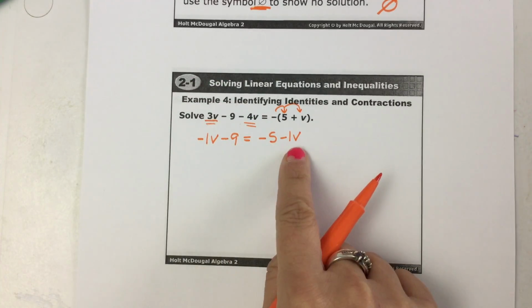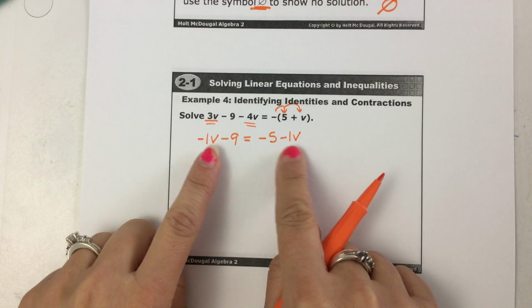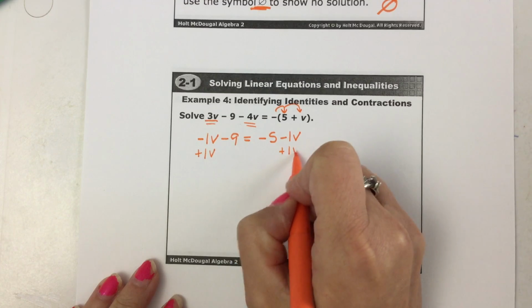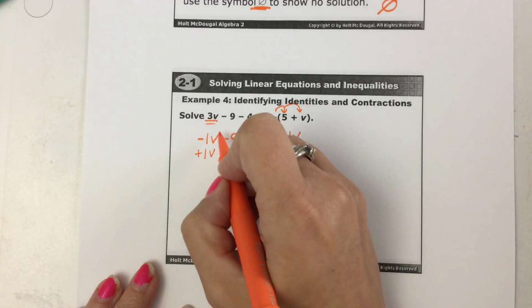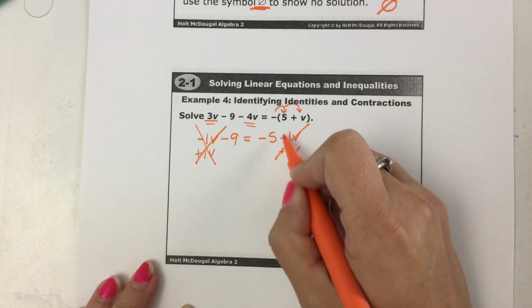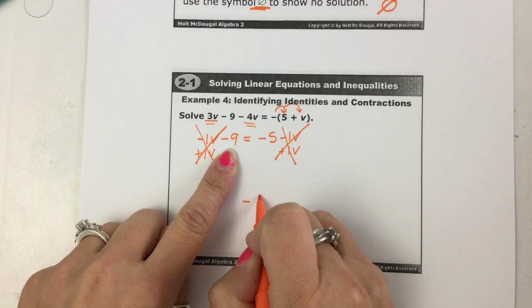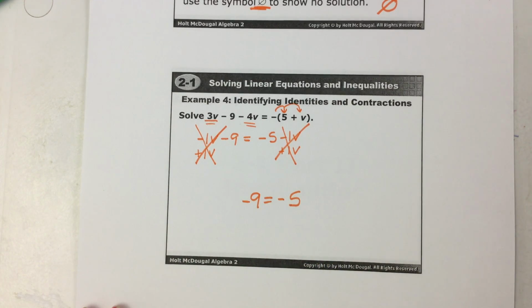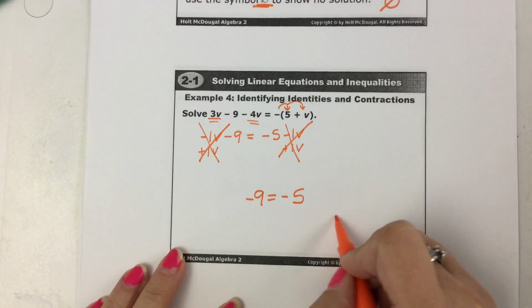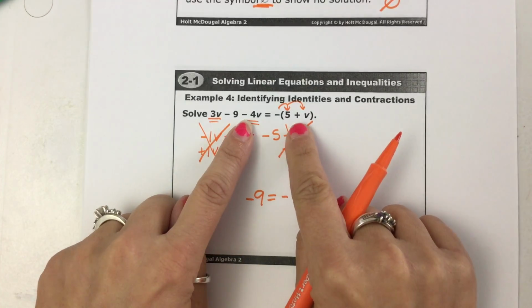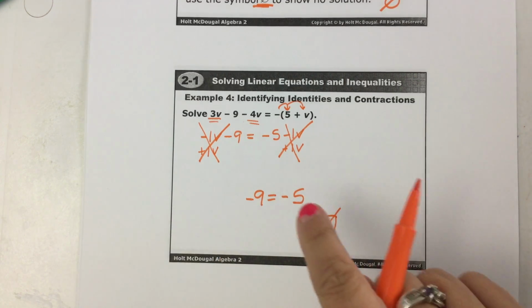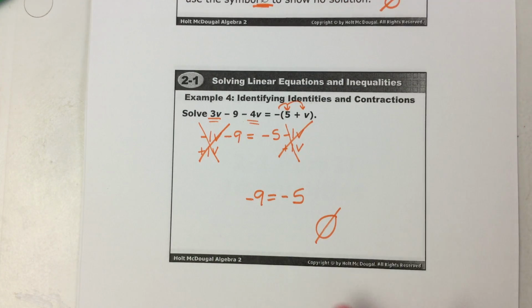Both sides are simplified. I cannot have v's on both sides. If I look at the numbers in front, they're both a negative 1. To cancel a negative 1, I add 1. But when I cancel it on this side, it also cancels it on this side. So what I have left is negative 9 equals negative 5. Well, when does negative 5 equal negative 9? Well, that's never, because this tells us these two sides of an equation are never going to match, because negative 9 is never going to be the same thing as negative 5, so your answer is no solution.